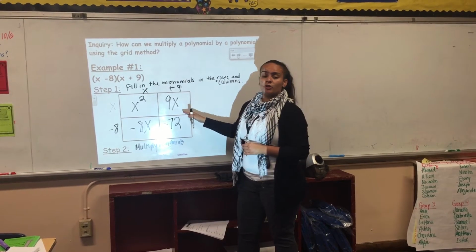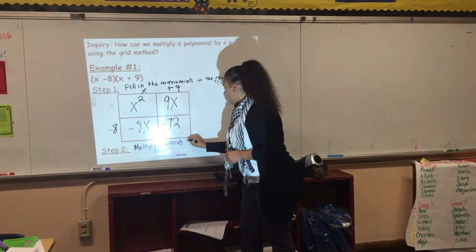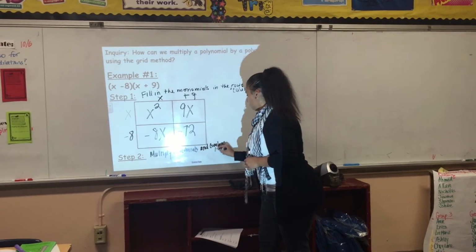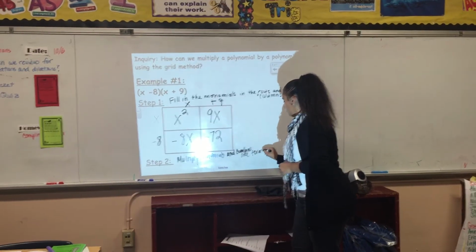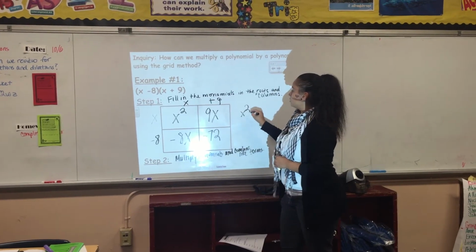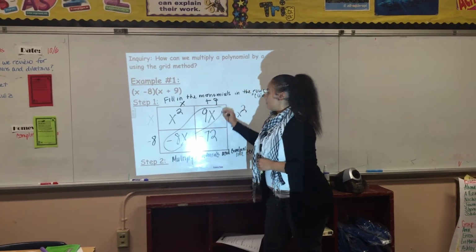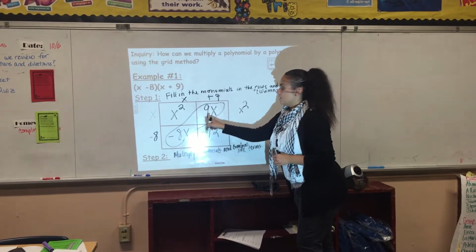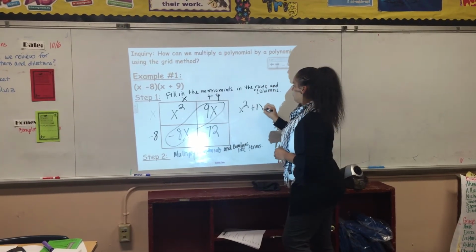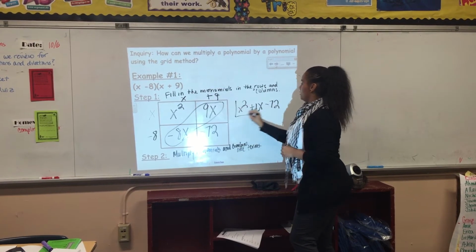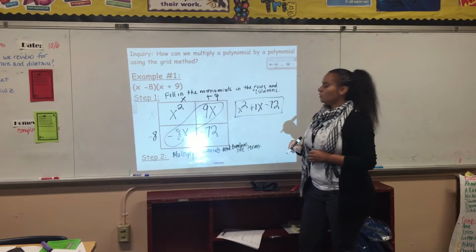Now that you have all your monomials multiplied, you're going to combine like terms. So here, x squared is all by himself. There are no like terms. These two terms are like terms, so we're going to combine them. 9 minus 8 is positive 1x. And here, -72 is all by itself. So here is your final answer.